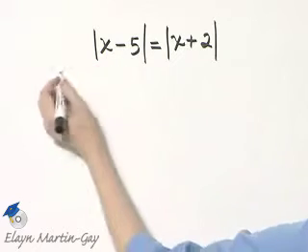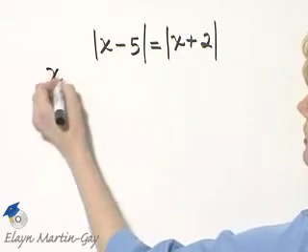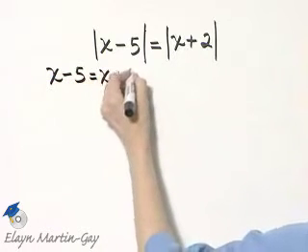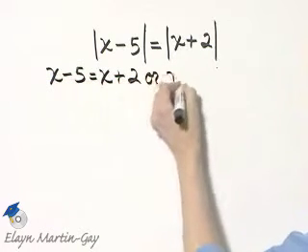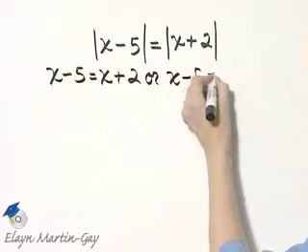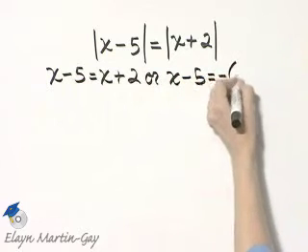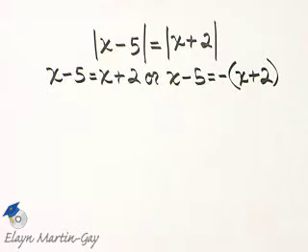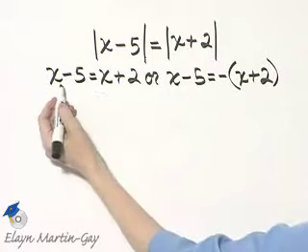For this to be true, either x minus 5 must equal x plus 2, or x minus 5 must equal the opposite of x plus 2. And I have two equations now to solve. All right, let's solve this equation on the left side.